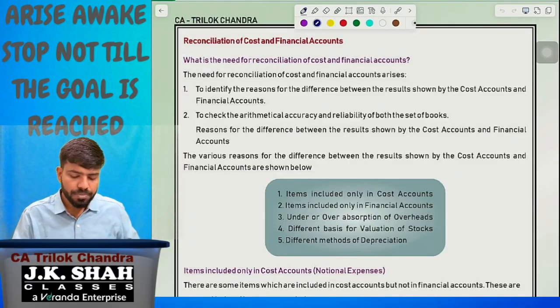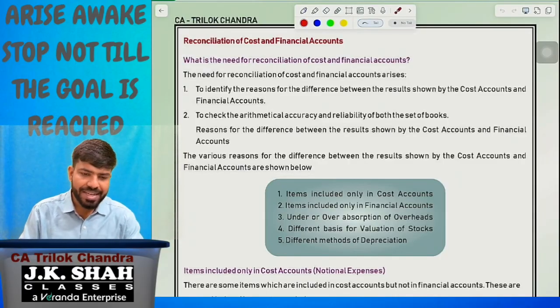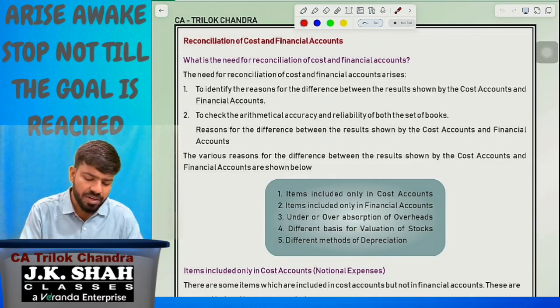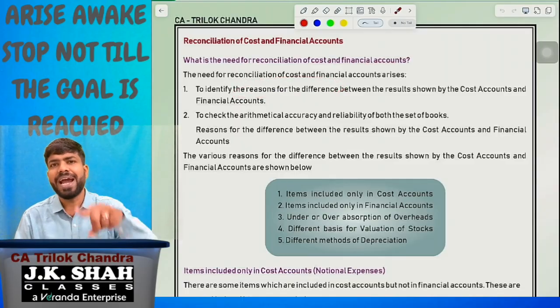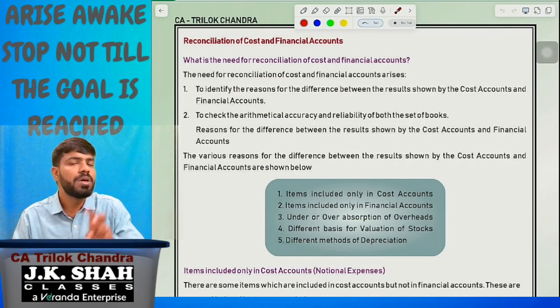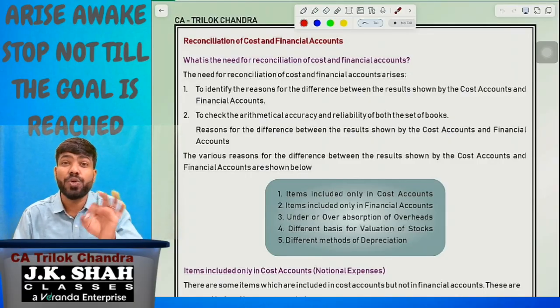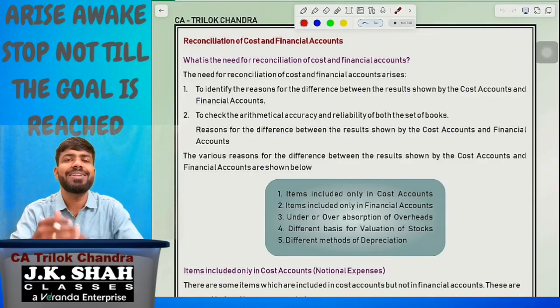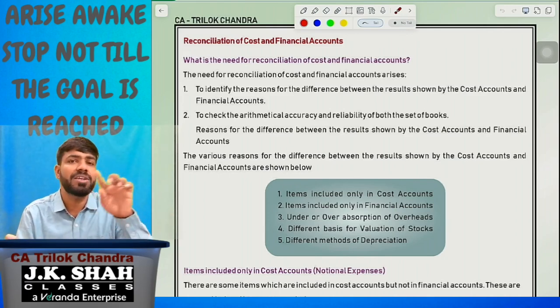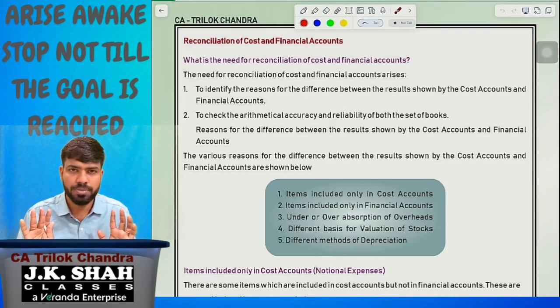Okay, now see here. Here I clearly stated what is the need for reconciliation of cost and financial books. Number one, reasons for the difference. First, we need to identify the reasons for the difference in cost books and financial books. Number two, to check the accuracy. When you prepare the reconciliation statement, if it is not tallying, then there is some mistake in the cost books or financial books.